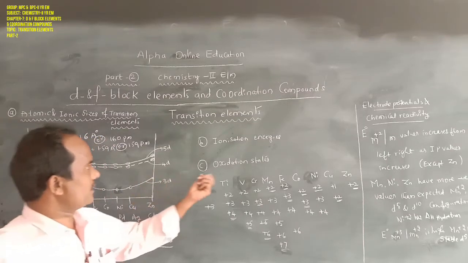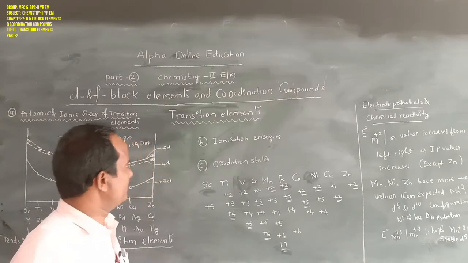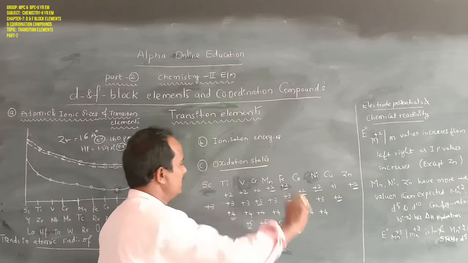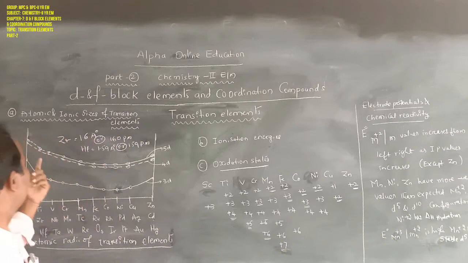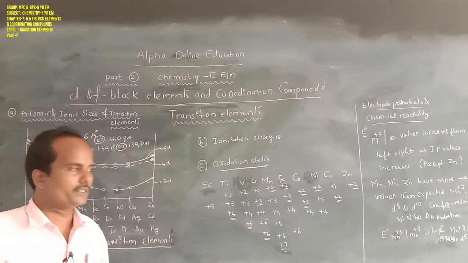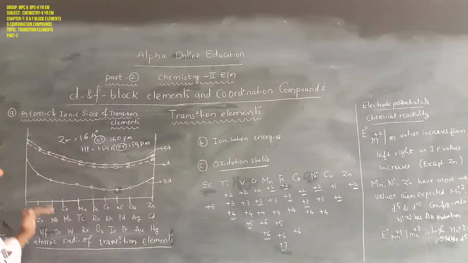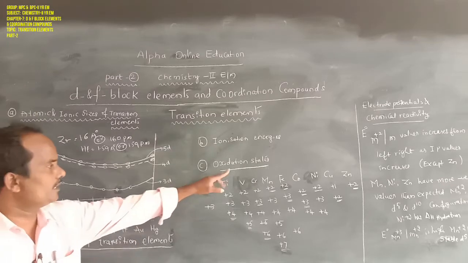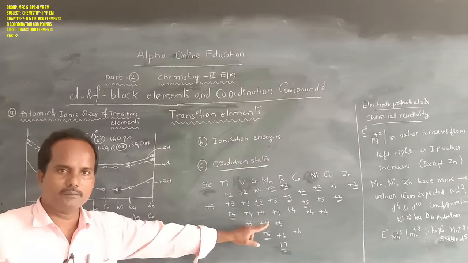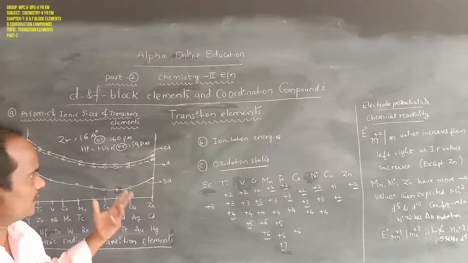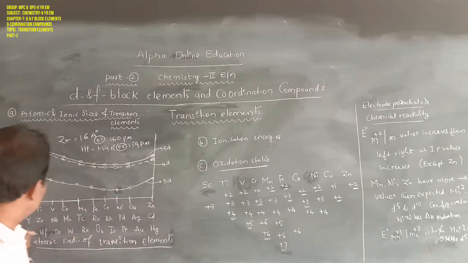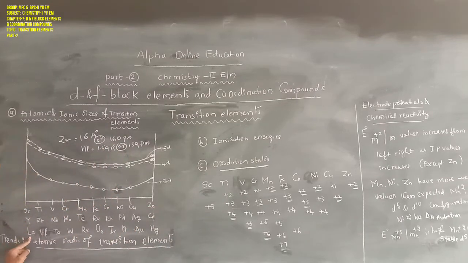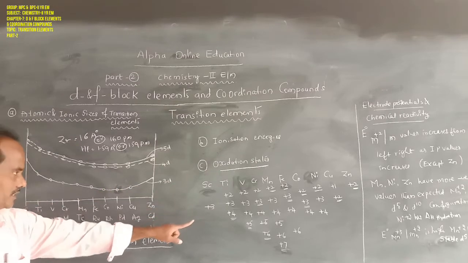Then the next one is oxidation states. What is meant by oxidation states? Oxidation states are specific properties of the transition elements. Transition elements exhibit variable oxidation states. This is the specific property. Scandium, yttrium and lanthanum do not exhibit variable oxidation states.